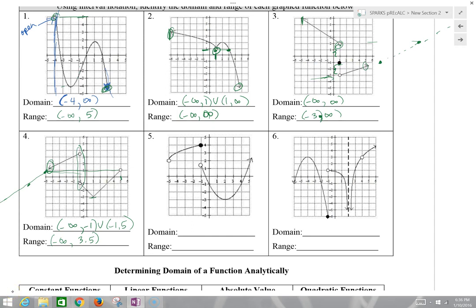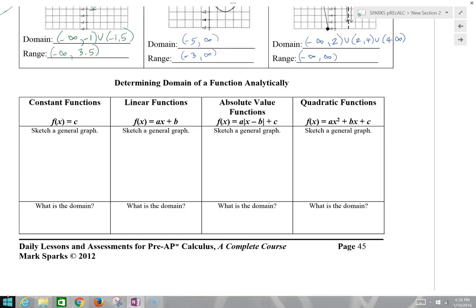You can pause it right now, and I'm going to give you the answer. There you go. You can see that even though we have holes here, they get filled in over here. Same thing here, those holes get filled in. Alright, so analytically, or algebraically, and some of this you're going to have to memorize, constant functions.